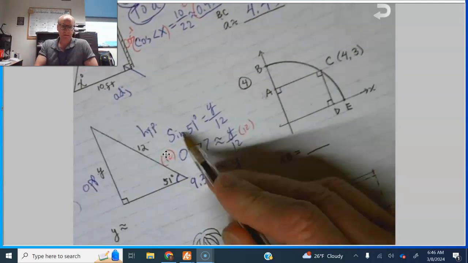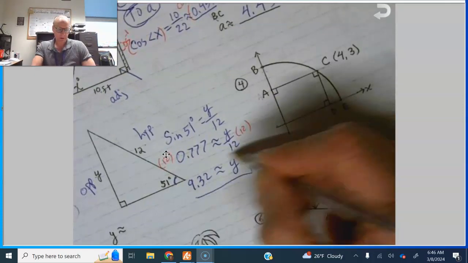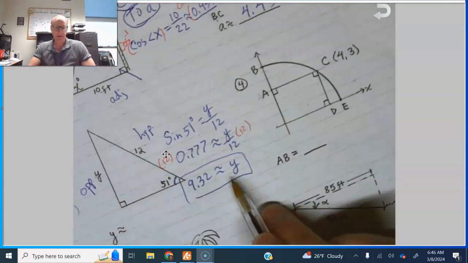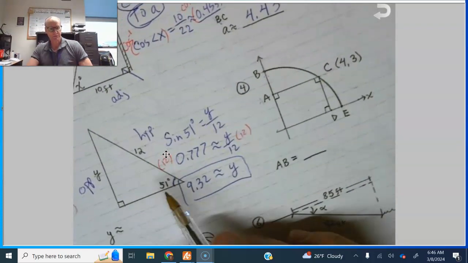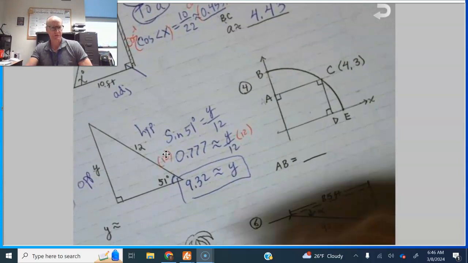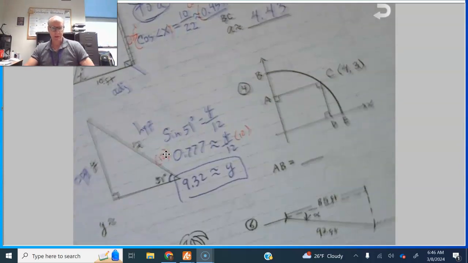You could have taken sine 51 times 12 and gotten a more accurate answer, but there it is. It doesn't look like it's in feet or anything. Remember, these questions are on your Canvas test, so they may ask for specific units. I didn't write them down on my notes here.